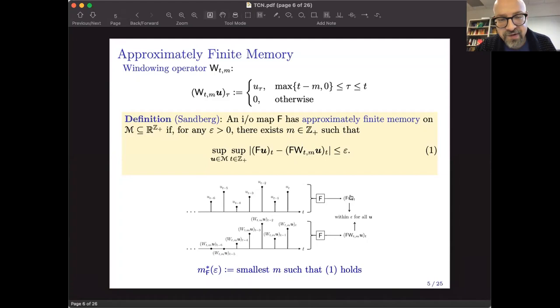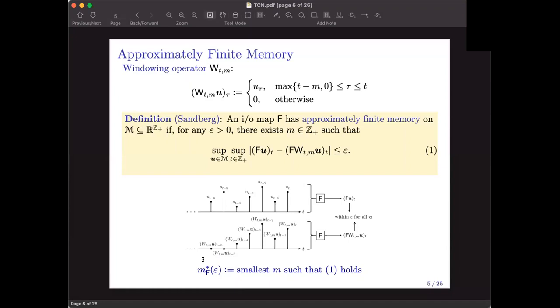And we say that the system has approximately finite memory if these two output sequences stay the same for all times and for all inputs in some class, uniformly in time and uniformly in the inputs in some class, right? So then we say that your system F has approximately finite memory. And then for a given tolerance epsilon, M star F gives us the memory length. Here the idea is that the distant past of the inputs does not affect the current outputs. And this assumption holds in a variety of settings. If we're talking about electronic systems, for example, it definitely holds for systems that don't have very long transients, right? Okay, so any questions so far?